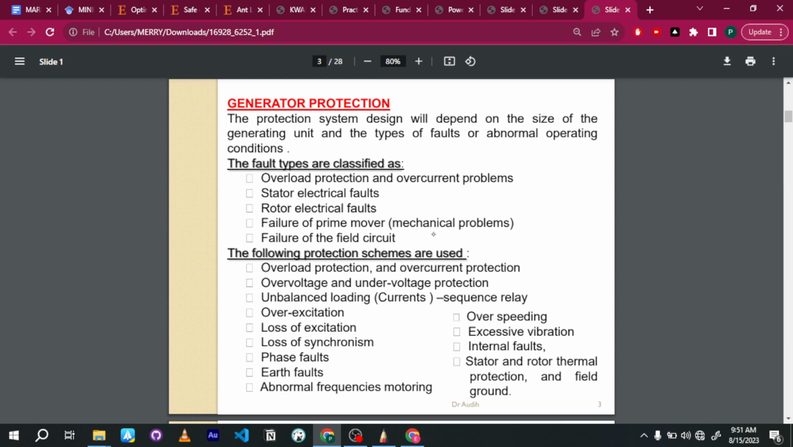To mention it out, we have differential protection for one. One more that we can have is earth fault protection. That's it. Earth fault protection. So we know how differential protection is done.